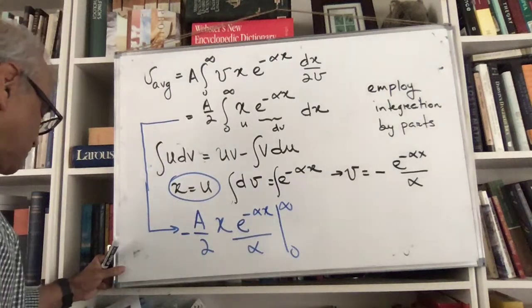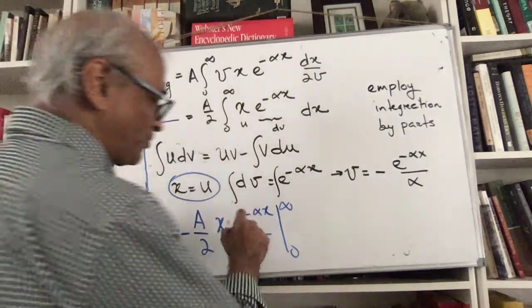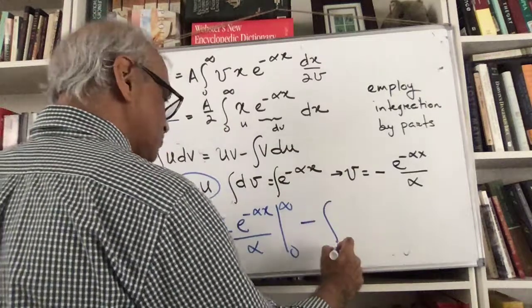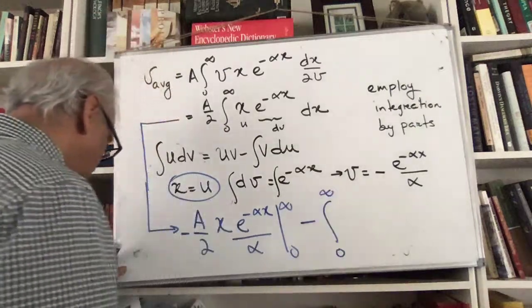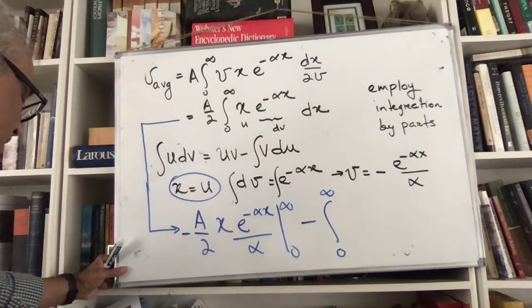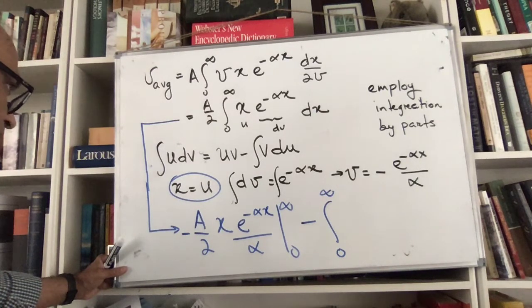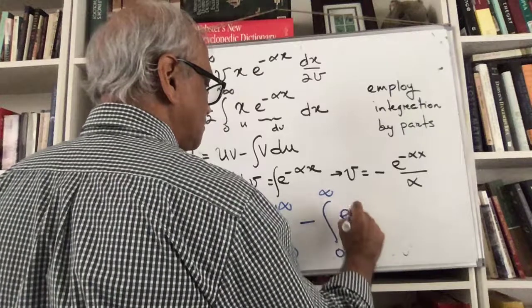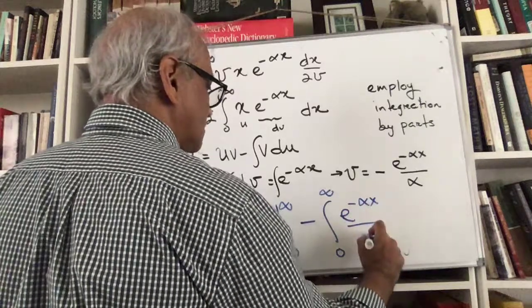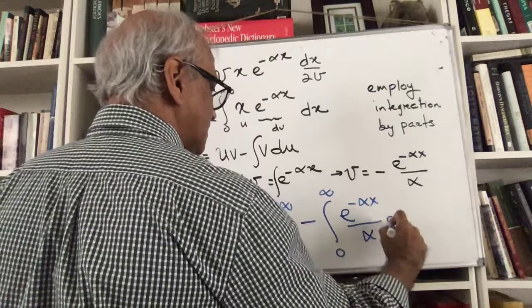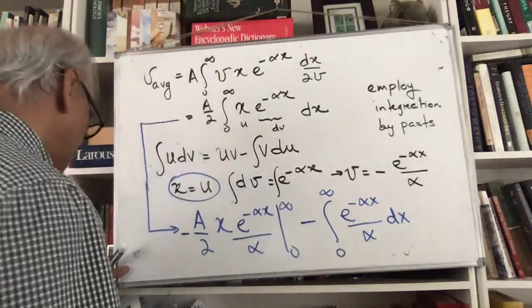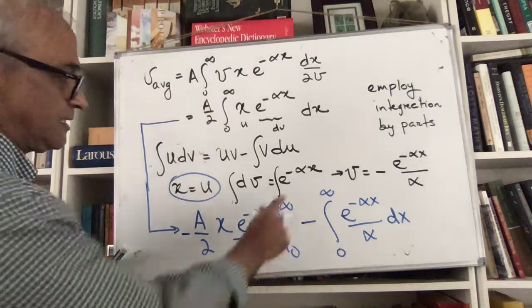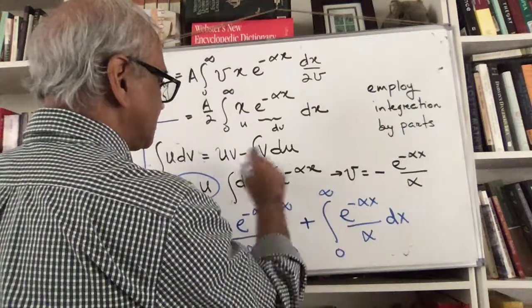You can see right away that this would be this. We'll get back to it in a second. So minus v du, I again go from 0 to infinity. Let me write this down first. What's my v? My v is e to the power minus alpha x over alpha, and I want to have it with respect to dx, right? And then this is a negative, so I get a plus over here.